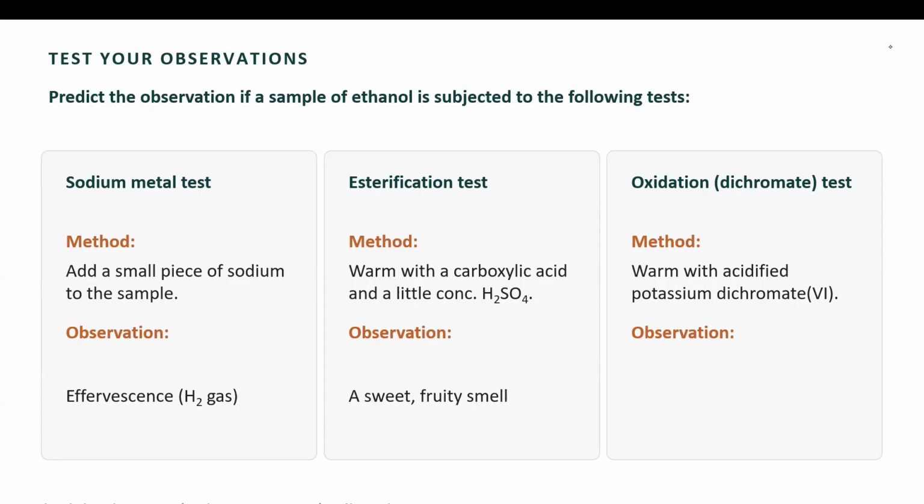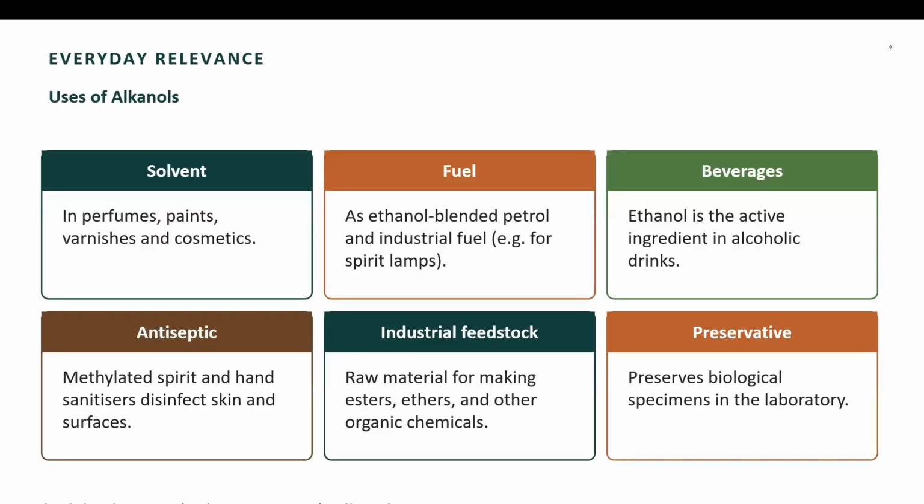Effervescence here, a sweet fruity smell here, and orange color of the solution changes to green since ethanol is a primary alkanol. If it was a tertiary alkanol, there would be no visible change. So quickly, let's look at uses of alkanols. We are looking at the applications now.